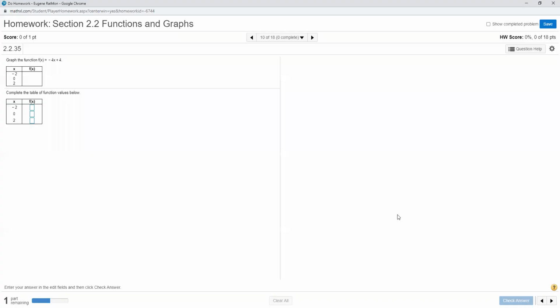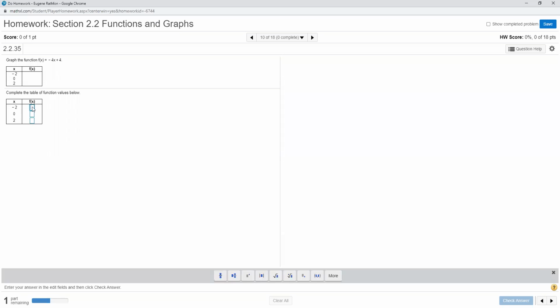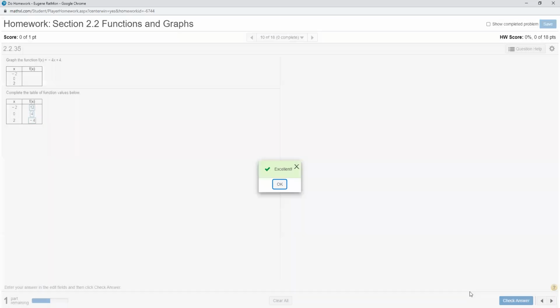Now, we got to put in our answers first. So f of negative 2, I got a 12. F of 0, I got a 4. And then let's see, f of 2, I got a negative 4. So you would put in your points first and check your answer. And it's going to say, okay. So then we go to graphing it.